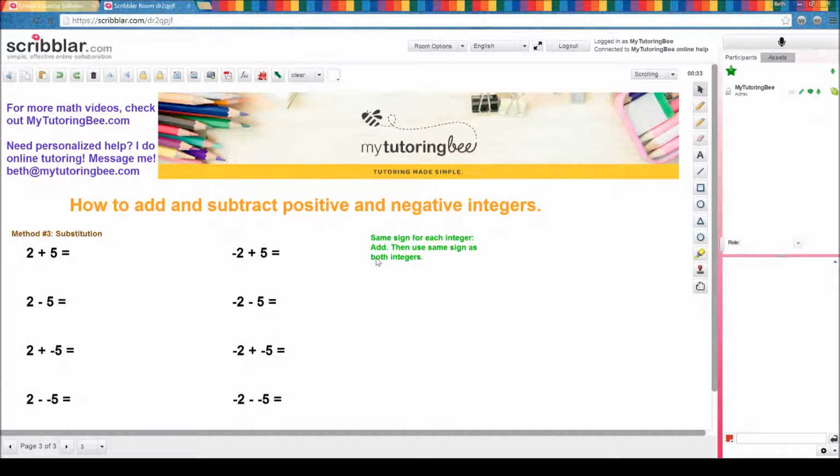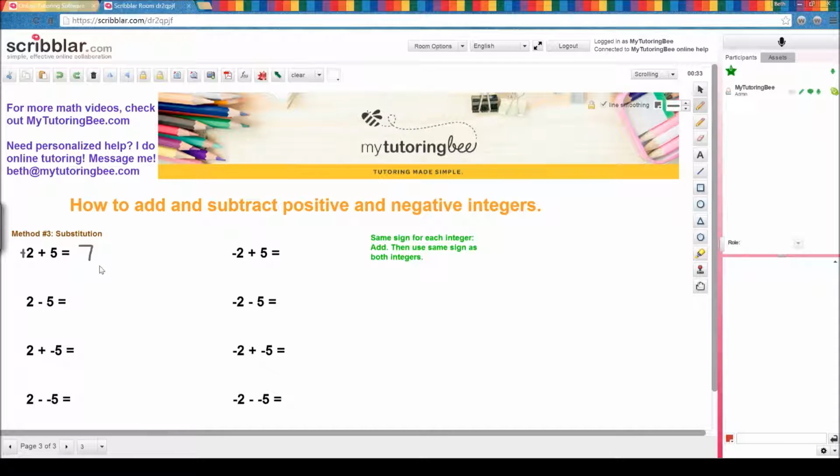So basically the first rule is if your integers have the same sign, you add them and then use the same sign as both of the integers. Let me show you what I mean. This is really a +2 and a +5. They both have the same sign, so I'm just going to add. 2 plus 5 is 7, and then both of my integers are positive, so that means this 7 is positive.